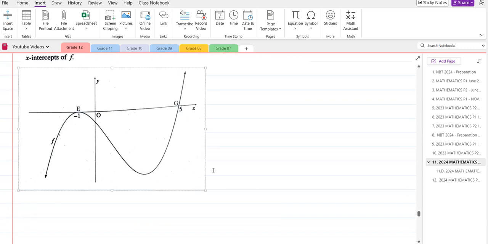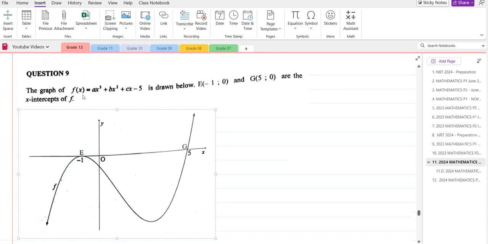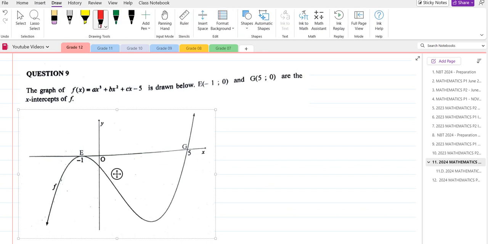Next one. Now we have a cubic function: ax cubed plus bx squared plus cx minus 5. Remember, the y-intercept is minus 5 here. We can find the equation of this function because it's turning twice here. So your equation should be x plus 1 all squared into x minus 5. Why all squared at negative 1? Because there's a turning point there. It's twice. So that's the method we're going to use to find a, b, c.